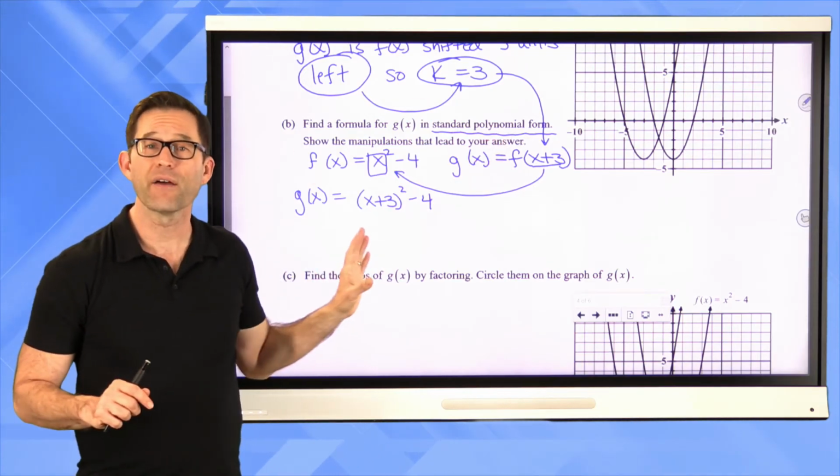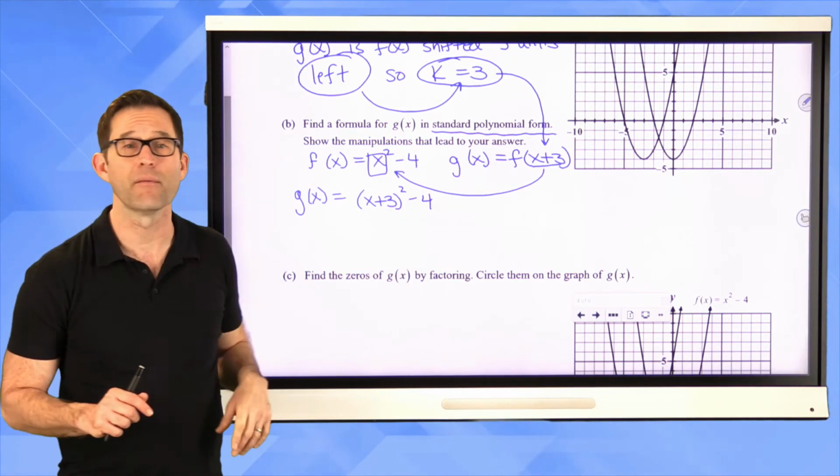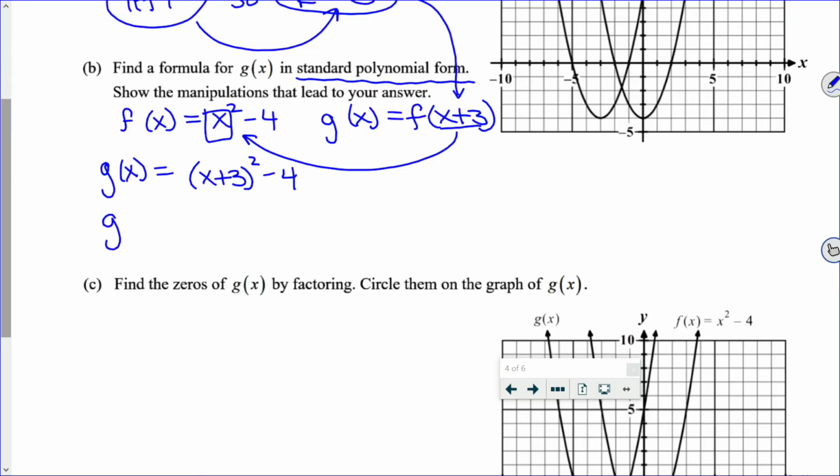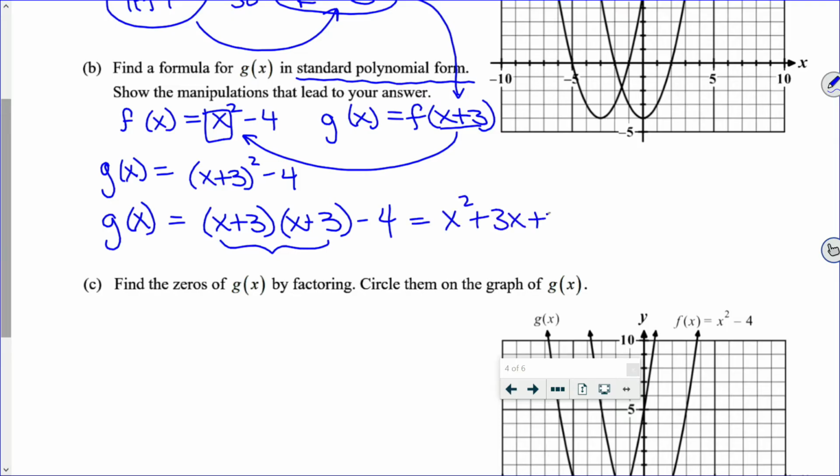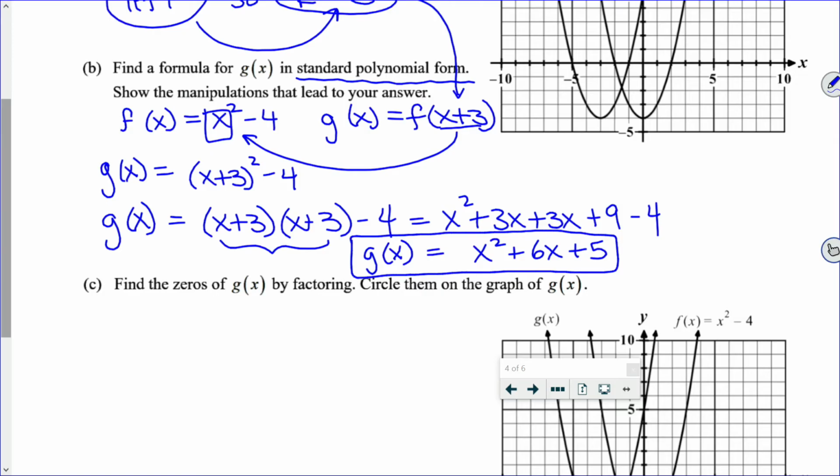I love it so much, but it's not the standard polynomial form, right? For that, I've got to square this x plus 3 out and then combine it with the minus 4. So let's do it, right? I need to do (x plus 3) times (x plus 3) minus 4. We can multiply these out however we want. I think I'll FOIL them out. So that's going to be first, outer, inner, last, and then I have to subtract off the 4. So that's going to be x squared plus 6x plus 5. Right? So there is my formula for g of x in standard polynomial form.